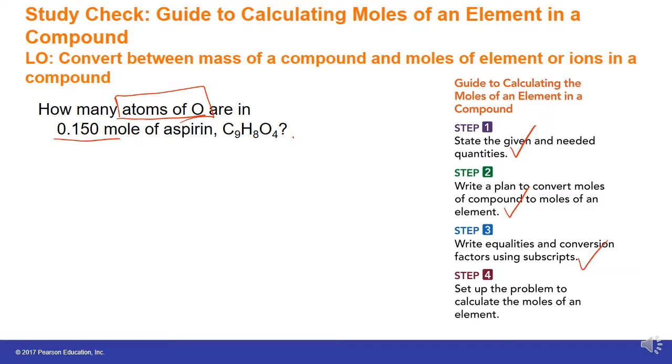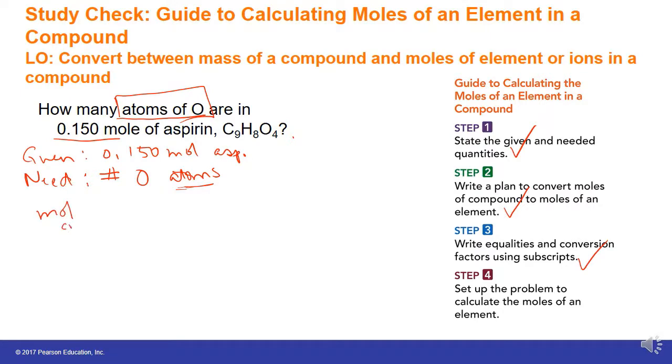So let's think about it. Where are we starting? We were given 0.150 moles of aspirin, and we need the number of oxygen atoms in that given number of moles. So remember I told you whenever you see atoms or molecules, that's a signal that you're going to have to use Avogadro's number. So what are we doing? We're given the number of moles of the compound, right? But we need to end up with the number of oxygen atoms.